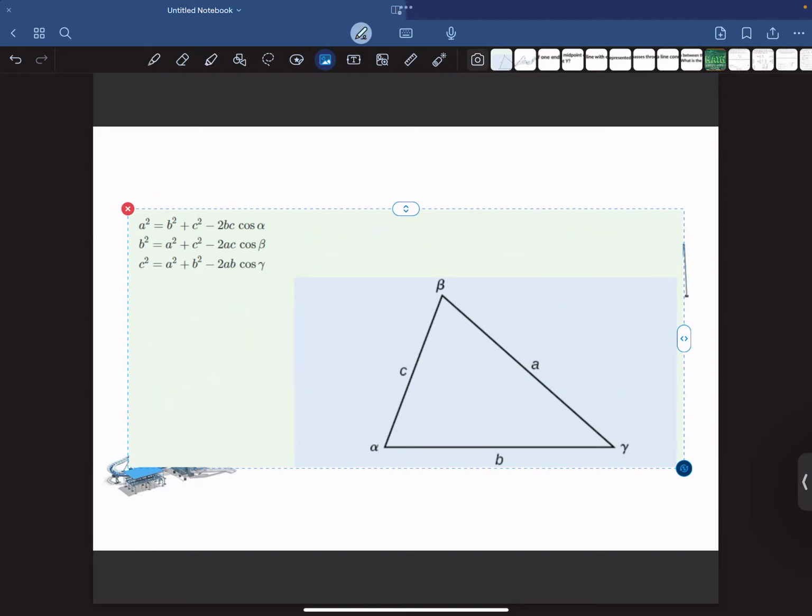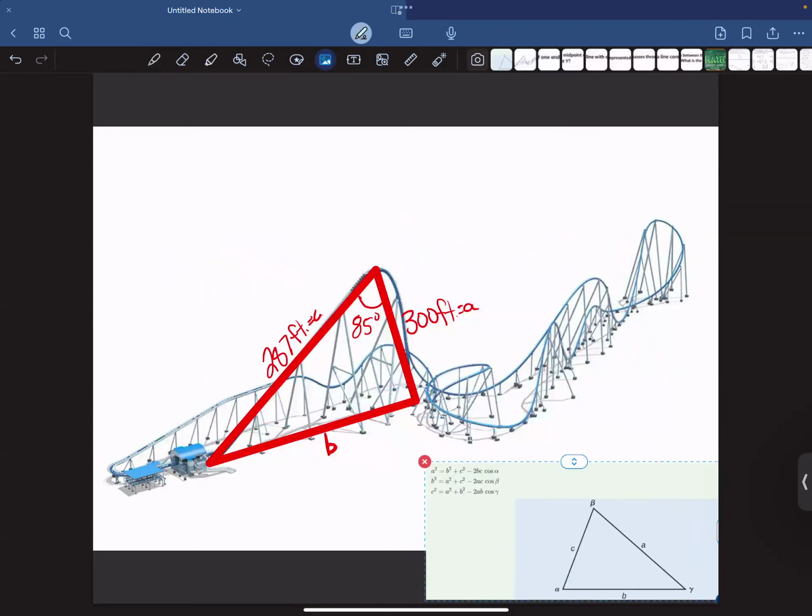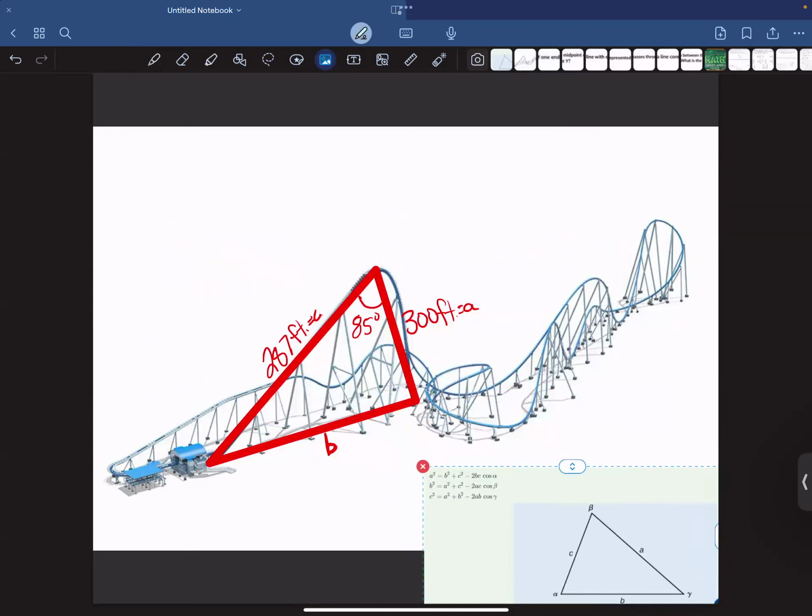Now, here's the thing. What does it mean to be side angle side? Well, very simply, it means we're given a side, an angle, and a side. So that angle in between the two sides. Is that what we're given here? Absolutely. So can we use this? 100%. Let's write what we're going to use.